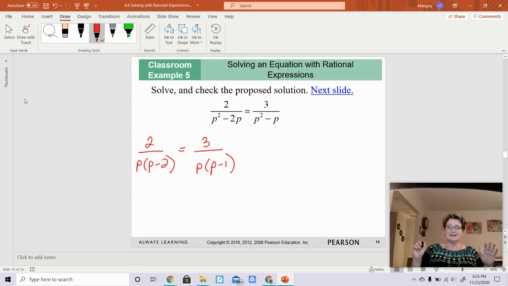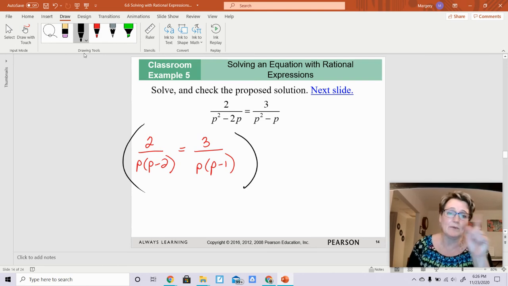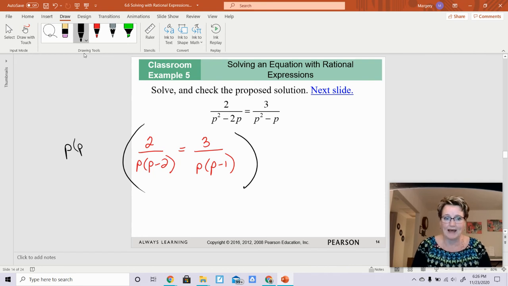Okay, you guys, this is going to be a lot of work. And I'm so sorry, but it is what it is. We got this. So we are going to multiply this whole thing. Remember what we did earlier when we were trying to find the least common denominators? They both have a p, so that's awesome. They both are going to have a p minus 2. They both are going to have a p minus 1.